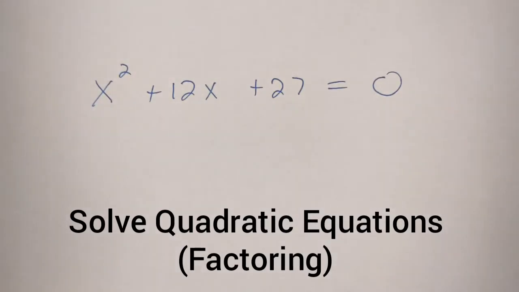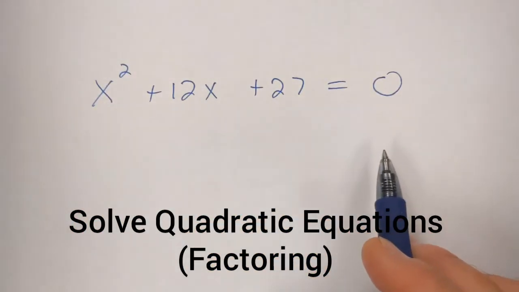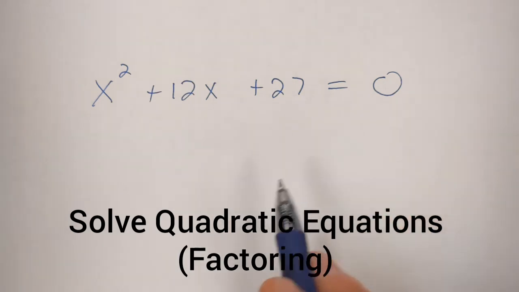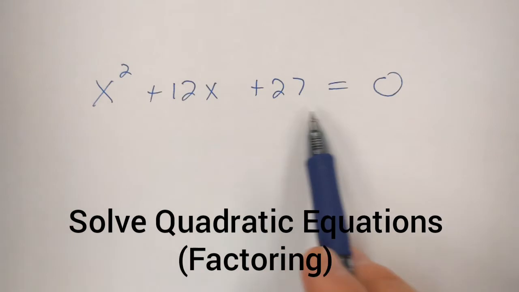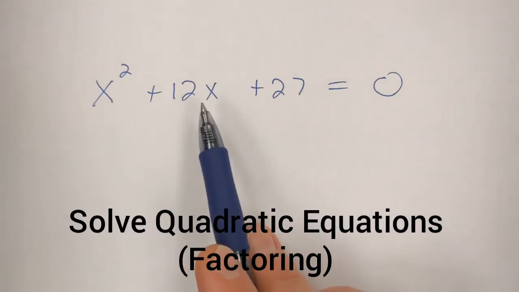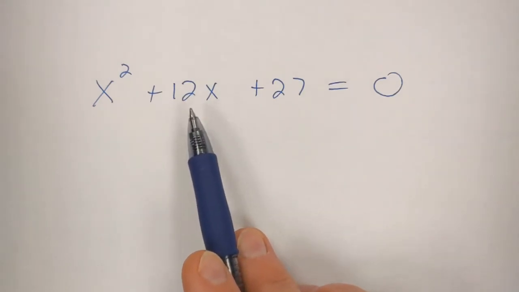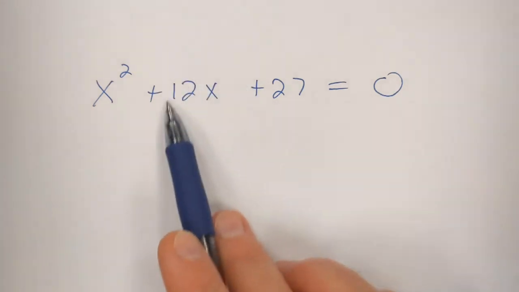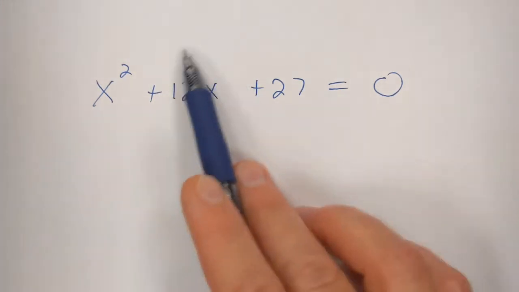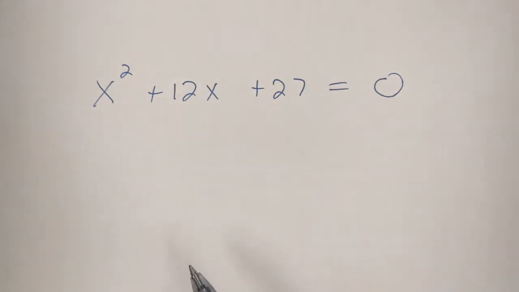In your last lesson, you learned what a quadratic equation is, and you learned how to solve quadratic equations that do not have a linear term. Well, as you can see in today's lesson, we're going to solve quadratic equations that do have a linear term. This quadratic equation does have a 12x in the middle here. We need to solve for x.